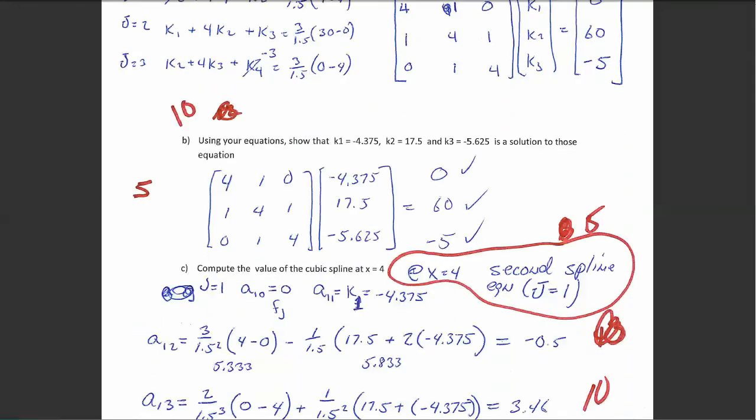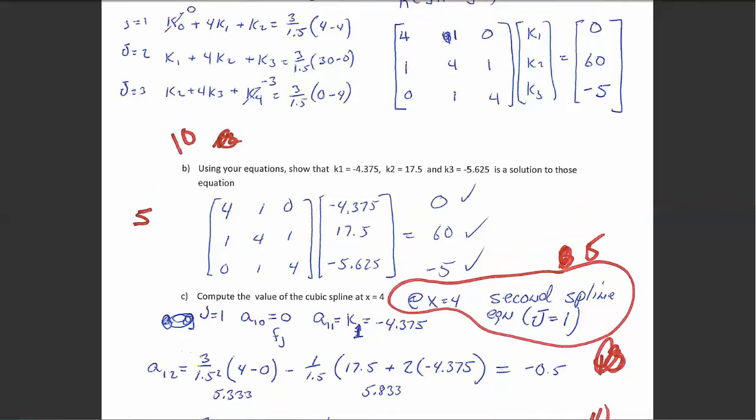Now I have claimed that the k1, 2, 3 answers are given by these numbers. How can we show that it's true? Well, this equation says matrix times my unknown k's must equal the right-hand side. If I now plug in my known k's right here and do the multiplication, I should get that right-hand side. So I take my matrix, I plug in the 3 given k's, I do this matrix multiplication, and I get a 0 and a 60 and a minus 5, which matches the right-hand side. So it does appear that these are in fact solutions to the set of equations.